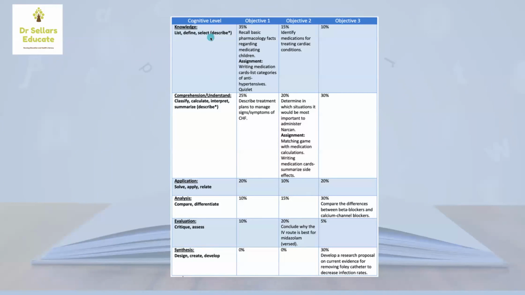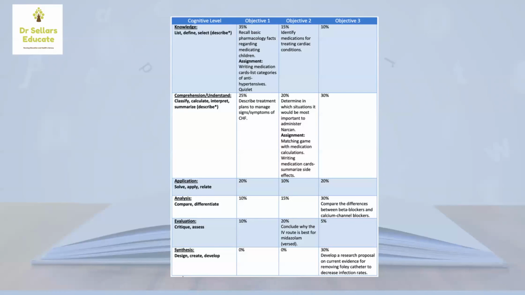The second element I want to review and call to your attention is you're going to see the percentage of test items that align or map back to the level of knowledge and also the level of the objective at the top. So 35% of the questions, and this is a 100 question exam, are going to map back or be aligned with the level of knowledge, and it's going to meet objective number 1. So this is an example of what an objective may look like: to recall basic pharmacology facts regarding medication or medicating children. So that is the objective.